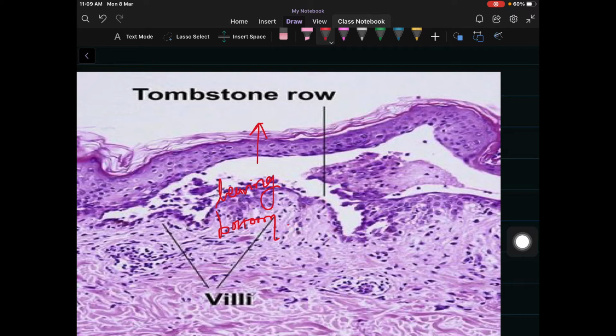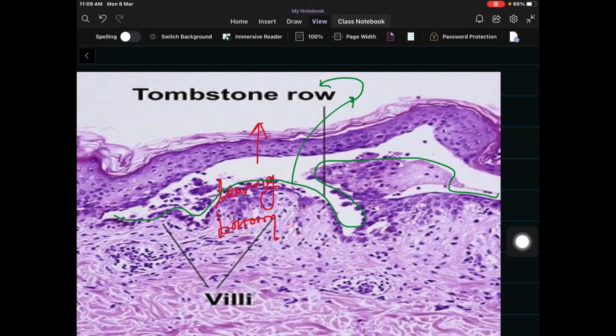So the cells present on the upper surface of the bottom layer, which has been sloughed off, can be denoted as the tombstone appearance or the row of tombstone cells. So this is the tombstone row, which is denoted by the green color. It is the tombstone row.